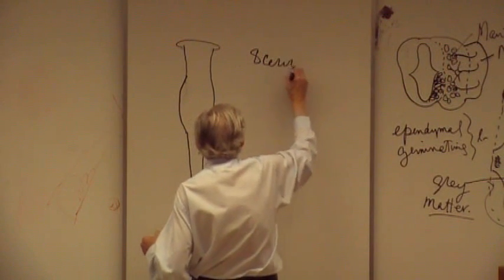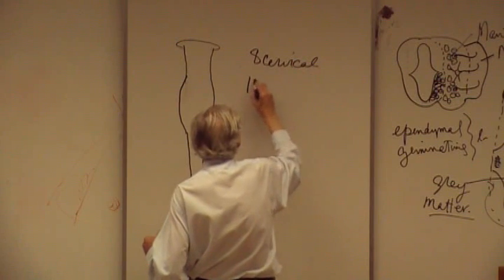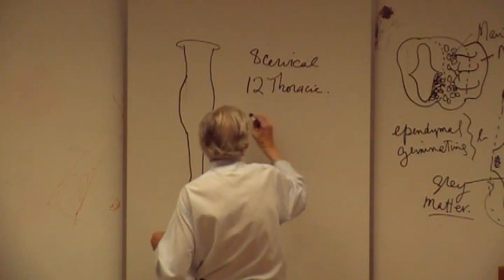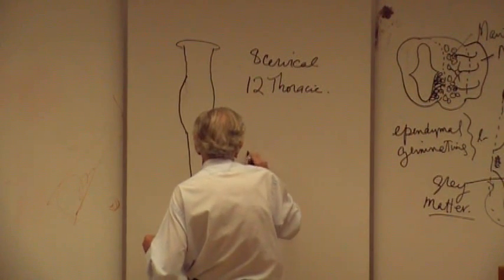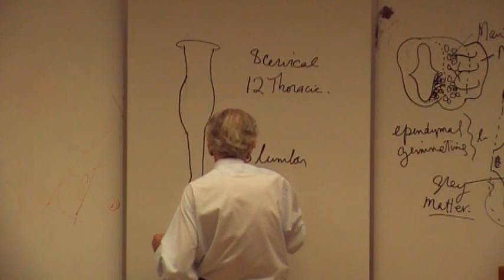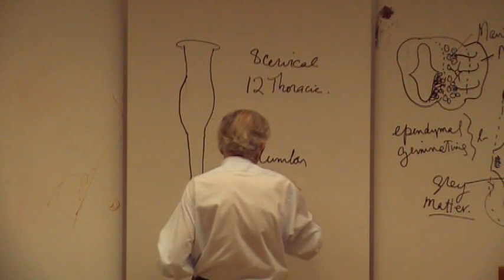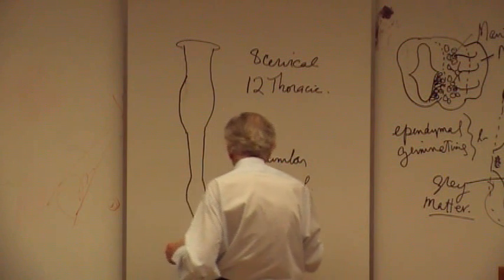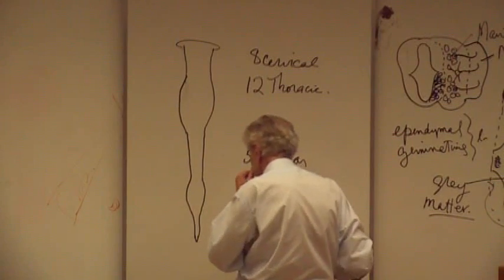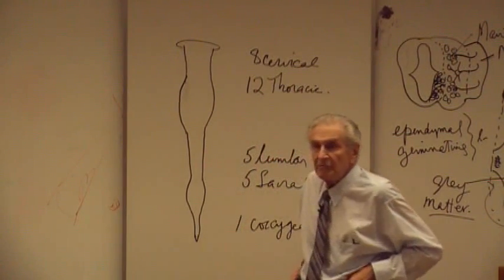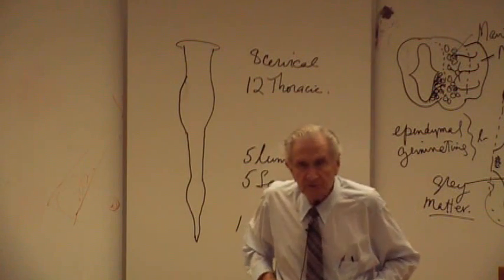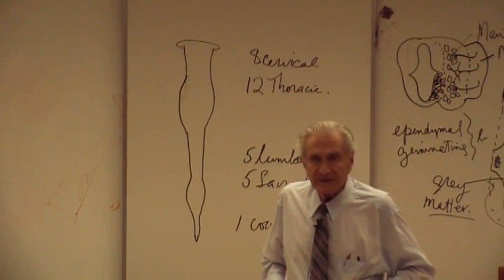8 cervical, 12 thoracic, 5 lumbar, 5 sacral, and usually 1 coccygeal, making up a total of 31 double pairs of roots, 31 segments, we say.